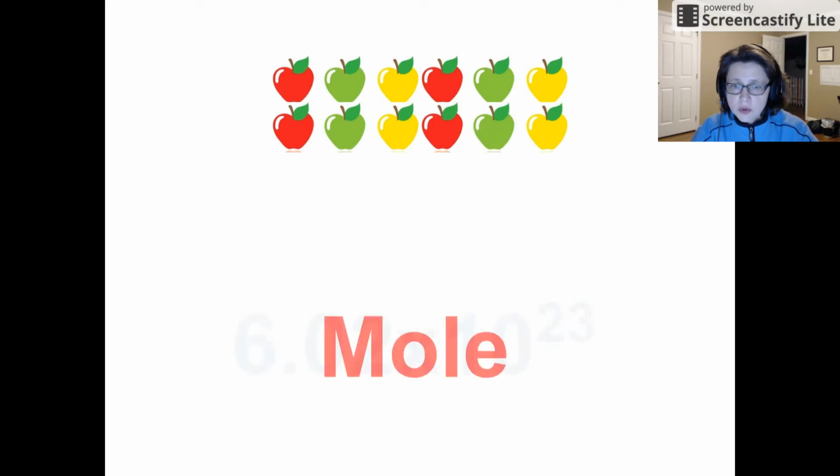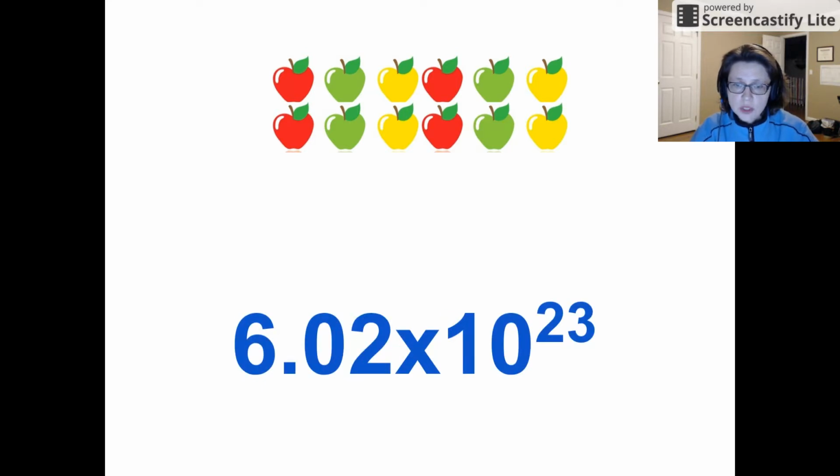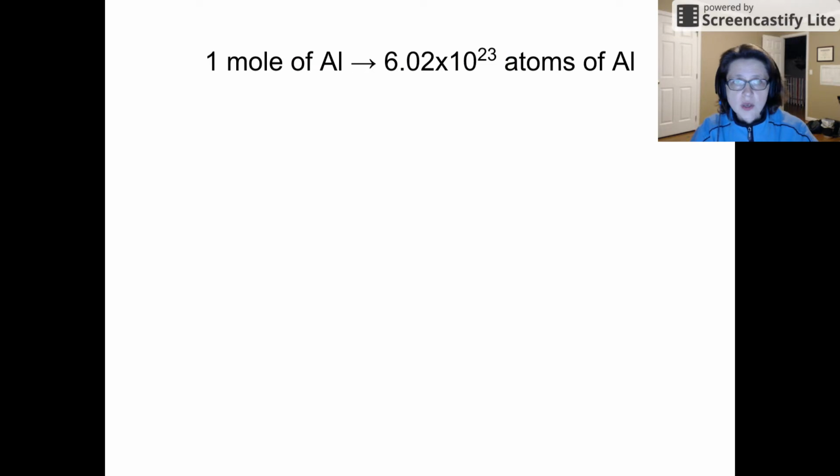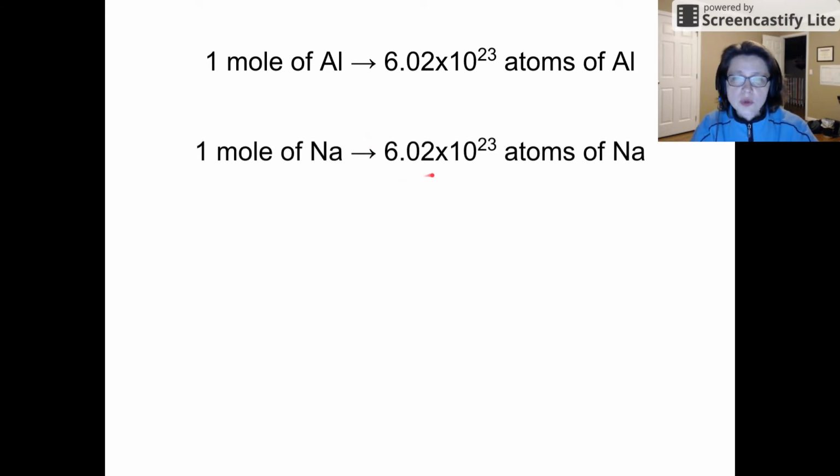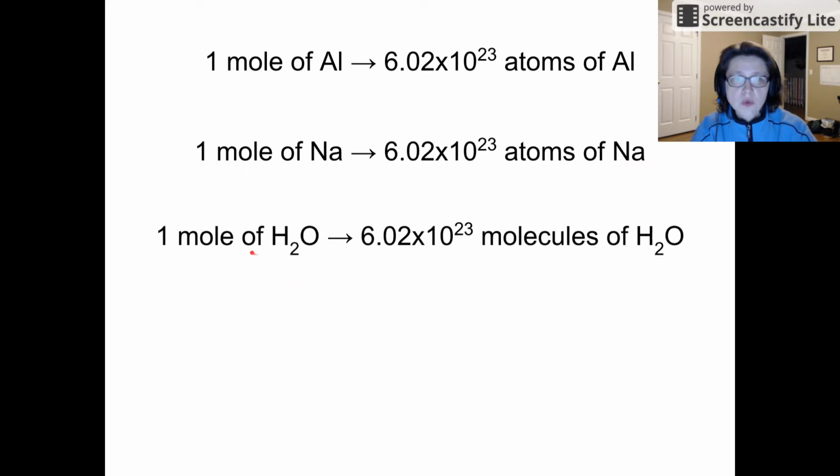So the same can be said about the word mole. When we use it in chemistry, we mean a specific number. Well, a very large number to be admitted, but here is the number. When we say mole, we mean 6.02 times 10 to the power of 23 of something, of atoms, molecules, ions. So let's see how it works. When we say 1 mole of aluminum, we mean this number of atoms of aluminum. When we say 1 mole of sodium, we mean 6.02 times 10 to the power of 23 atoms of sodium. When we say 1 mole of water, we mean this number of molecules of water taken together.